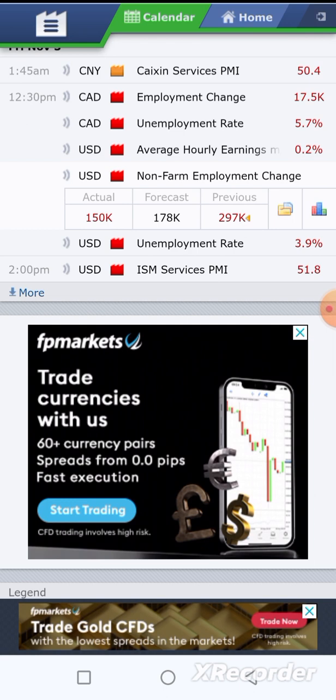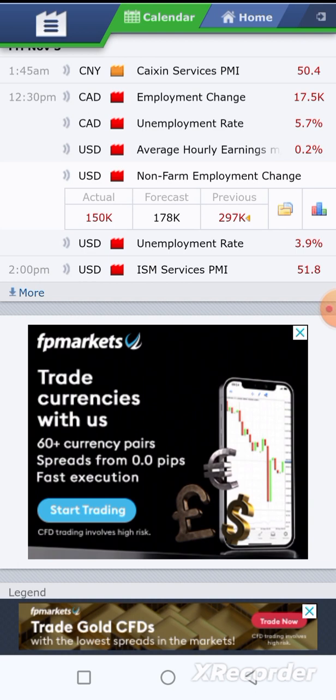Now what are the outcomes that we are looking at over here? If the actual is better than the forecast, then it's good for the economy and the currency. That means the US dollar will rise, will move up, and the other currencies will fall.